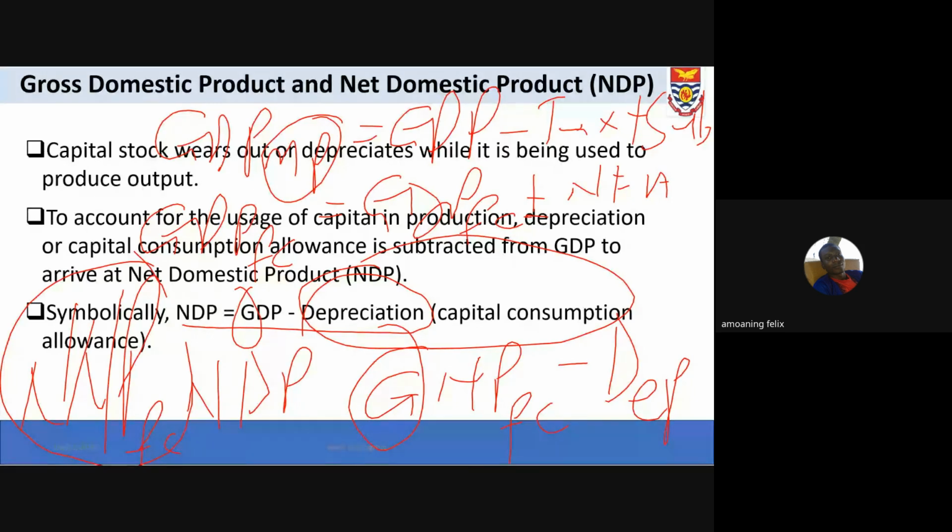Is it okay? So I'll give you the stages. Don't be confused. The stages are there. How you can get to your NNP at factor cost is the main important thing.